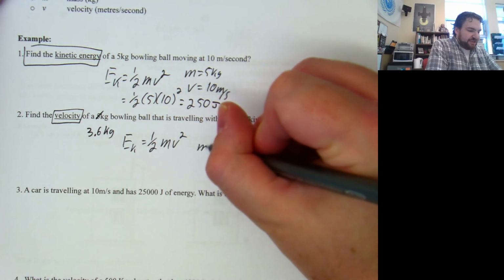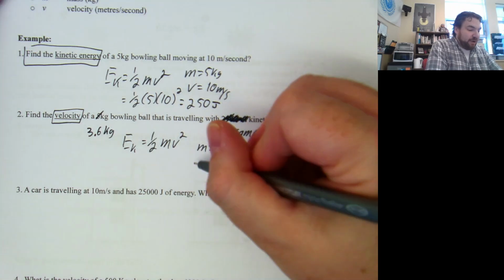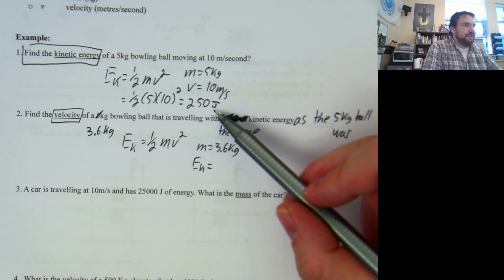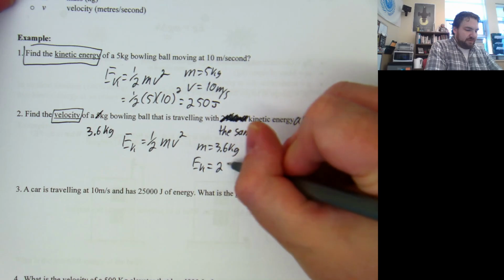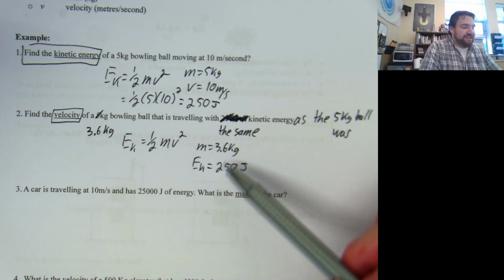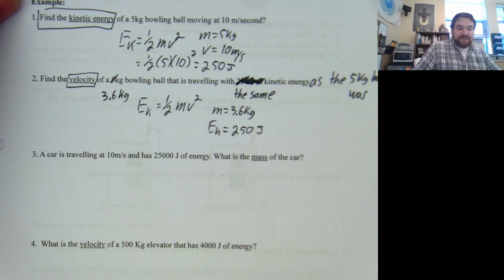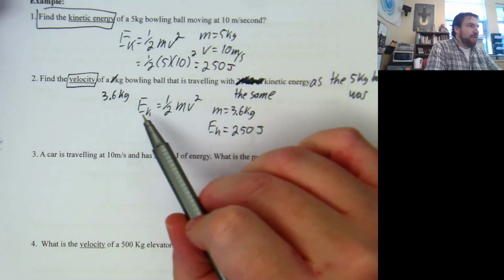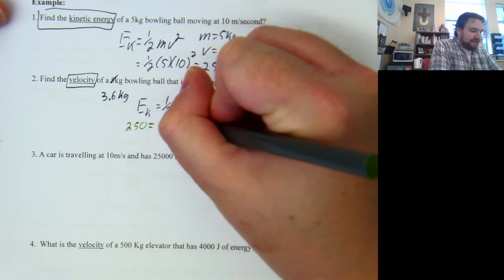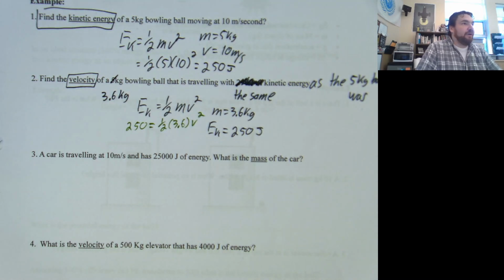We know the mass is 3.6 kilograms, and we know the kinetic energy, EK, is the same as the previous one. Well, the previous one was 250. So these are the two things we know, and this is what's going to get substituted into this equation. So the 250 now is going to go on the left-hand side where the EK was. So 250 is going to equal 1/2 times 3.6 times V squared. And now we're going to solve for V.